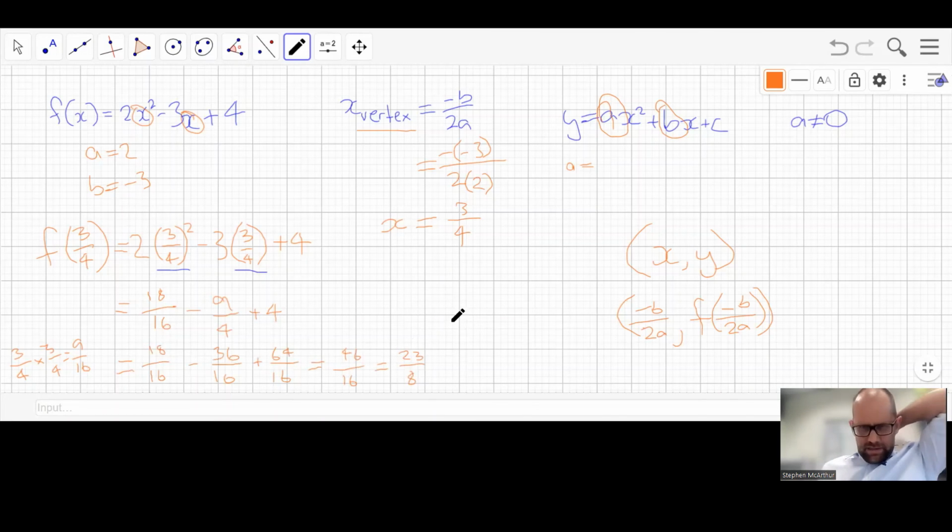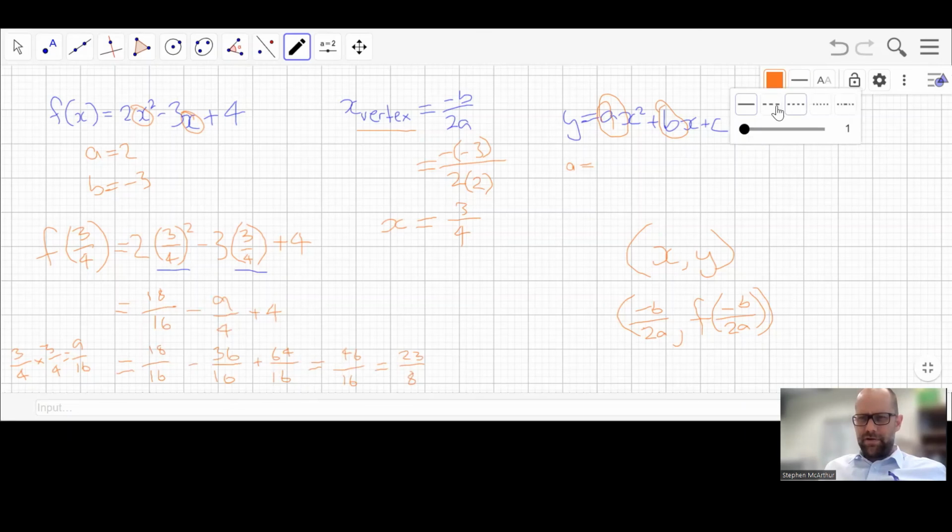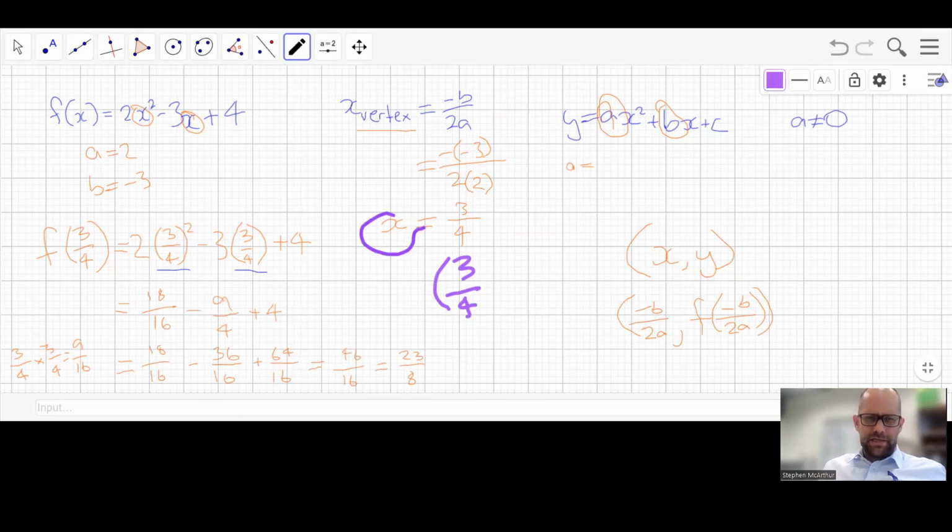Now, I'm not loving this number, but I hope it's correct. Now, I hope what this is telling us is that the turning point should be at x equal to 3/4. That was the x value. Now the y value, which comes from f of x, should be 23 over 8. That's what we think it is.